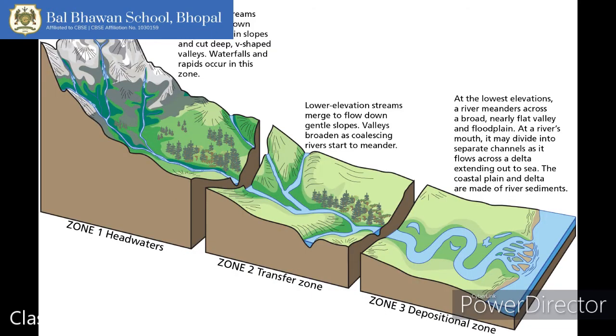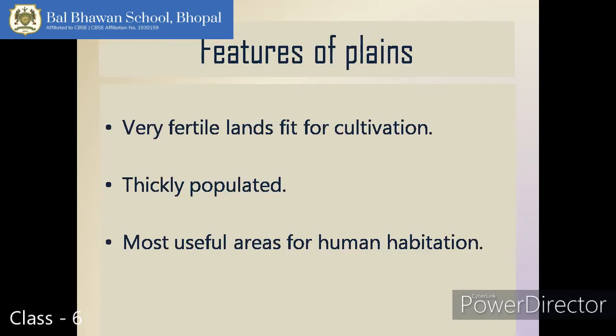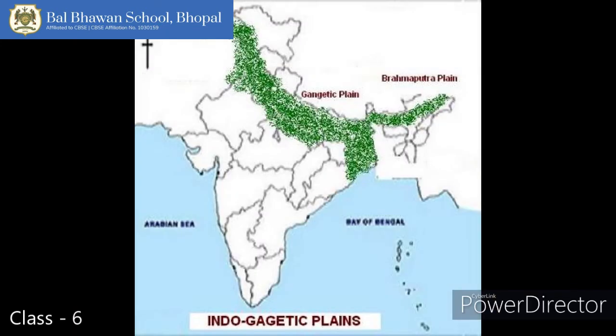The rivers flow down the slopes of the mountain and erode them. This eroded material consists of stones, sand, and silt, which are deposited along their course in their valleys or on the river banks. It is from these deposits that the plains are formed. The plains are very fertile. These plains are very thickly populated regions of the world. Some of the largest plains made by the rivers are found in Asia and North America. For example, in Asia, these plains are formed by the river Ganga and the river Brahmaputra in India.